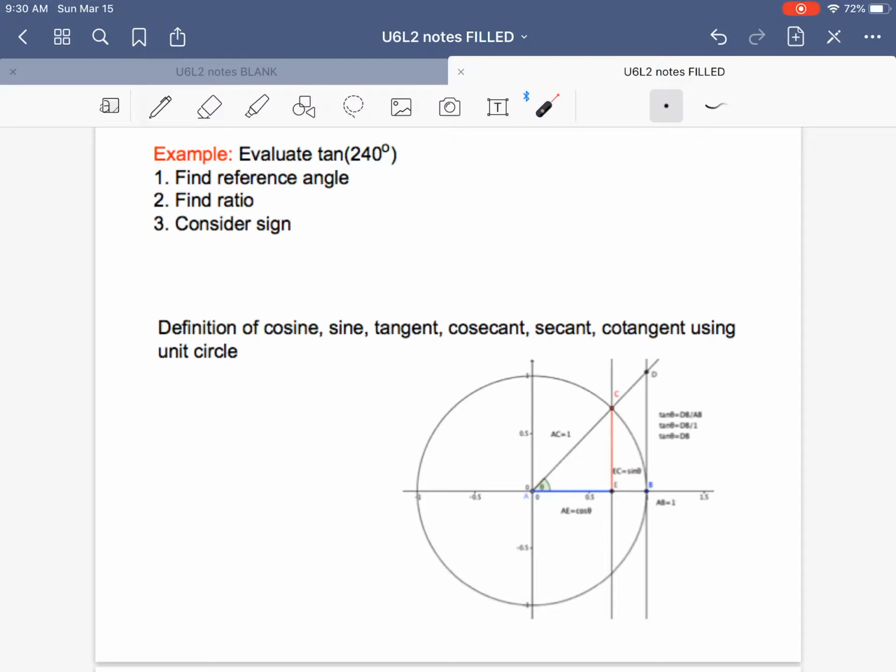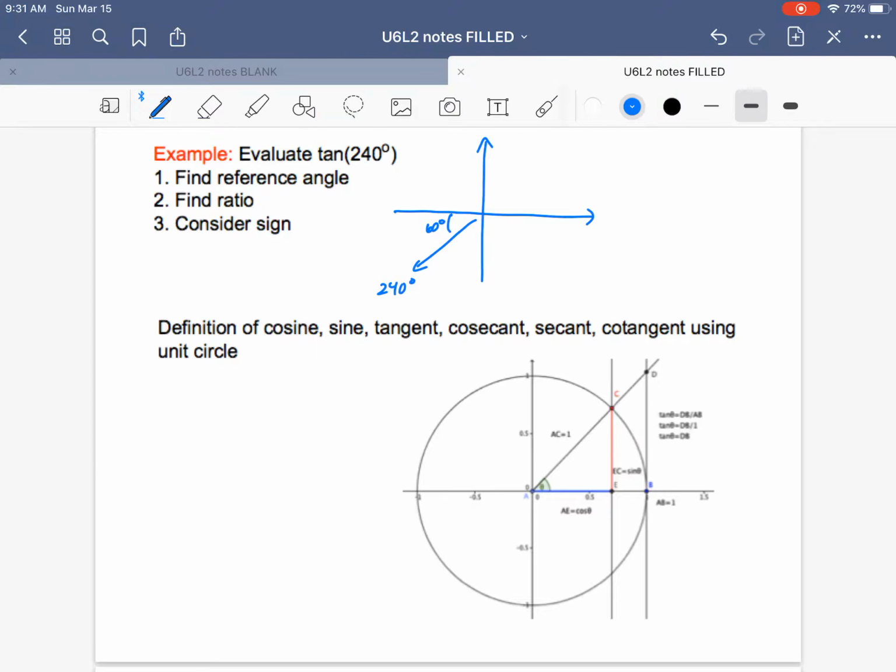So this page has got an example. We want to find the tangent of 240. All right, that's what it asks for. And then the steps are to find the reference angle, to find the ratio, and then consider sign. So in this case, 240, I'm actually going to draw it out. So 180, 240 is here, 240 degrees. That means the reference angle is 60 degrees.